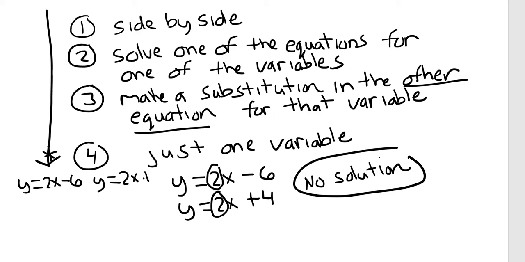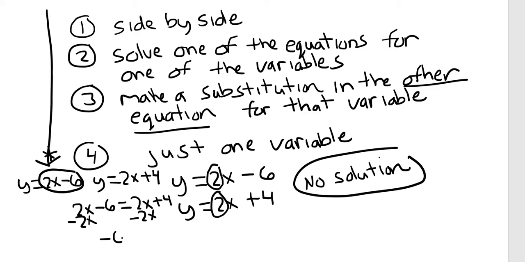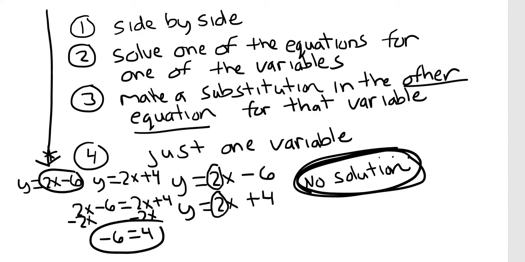Now, if you were to go through the process and you put these two equations side by side, and you replace the y in the second equation with 2x minus 6, and you go to solve the equation for the x, your variable is going to drop out and you're going to be left with a statement that is not true. And so that would be another way that you would know there is no solution.